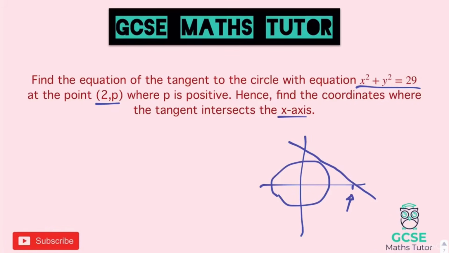So you have your one coordinate, which is 2 and something, and you have your centre 0, 0. So there you go. Have a go. Pause the video there, see what you get, and we'll go through the answer in a sec.